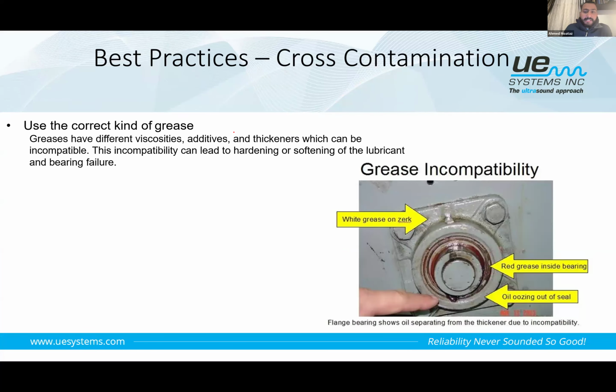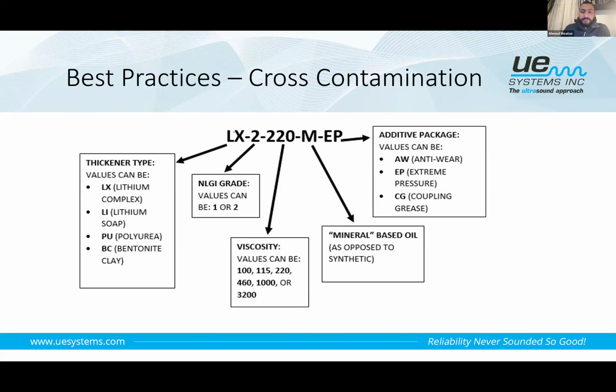So what about grease incompatibility as well? Grease incompatibility can affect the bearing lubrication program, since greases have different viscosities, additives, and thickeners, which can be incompatible. This incompatibility can lead to hardening or softening of the lubricant and bearing failure. So one of the things we should also take care of is the grease type: what kind of grease we are using, what kind of temperature it can sustain, what kind of operation, what kind of speed, and so on, what kind of bearings as well. So it depends on many variables. We have to make sure that we are using the right grease as well.